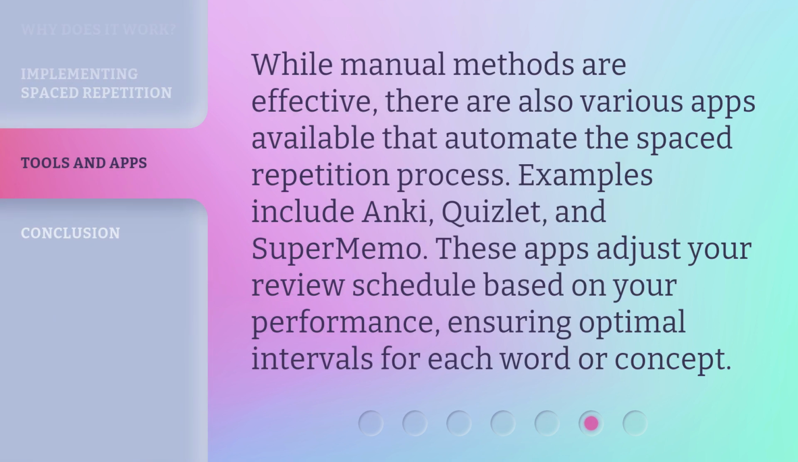While manual methods are effective, there are also various apps available that automate the spaced repetition process. Examples include Anki, Quizlet, and SuperMemo. These apps adjust your review schedule based on your performance, ensuring optimal intervals for each word or concept.